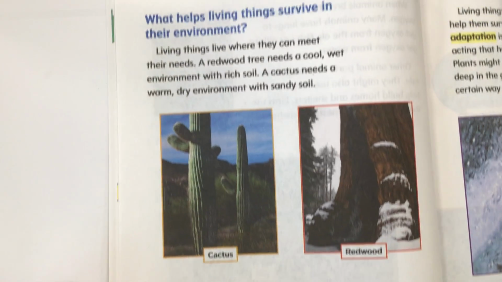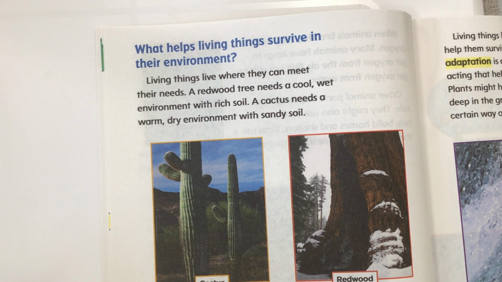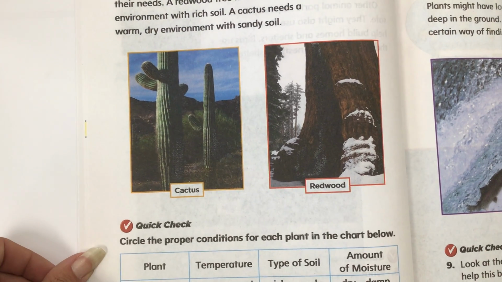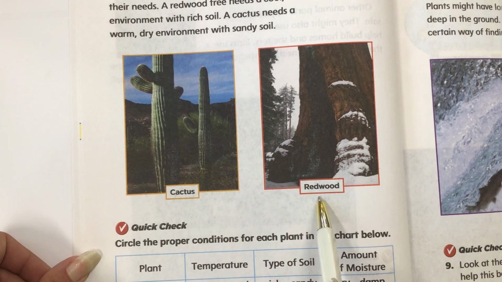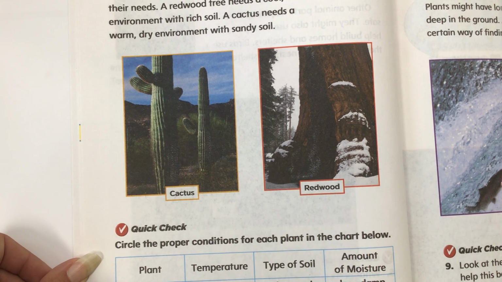Page 8. What helps living things survive in their environment? Living things live where they can meet their needs. A redwood tree needs a cool, wet environment with rich soil. A cactus needs a warm, dry environment with sandy soil. And here's a picture of a cactus in that dry environment and a redwood, which is in that cool, wet environment with rich soil.